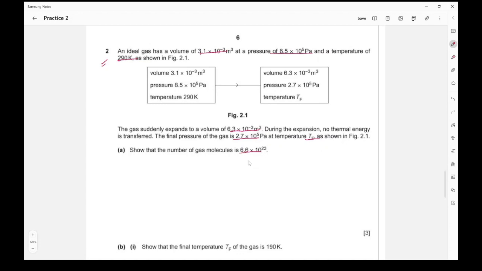So we have PV is equal to NRT, but I prefer using NKT over here. So this is going to be PV is equal to NKT. I'm just going to be using the first one because the number of molecules won't change. So we just need to input the values. Pressure is actually 8.5 into 10 raised to power 5 multiplied by the volume, which is actually 3.1 into 10 raised to power minus 3. And N is our target. N is the number of molecules, not the moles. For moles, we have NRT, not NKT.